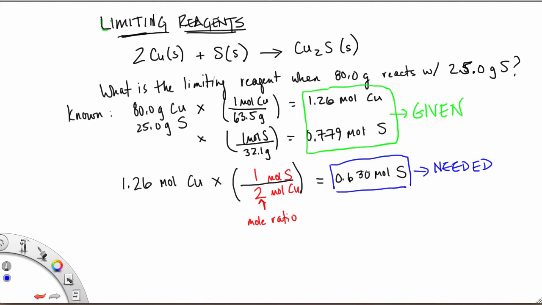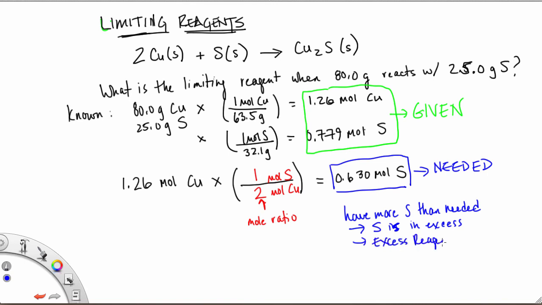What does that tell me? I have more sulfur than needed. So that means sulfur is in excess. If sulfur is in excess, it's what we call the excess reagent. It's the one that we have too much of. Okay? So if sulfur is the one that we have too much of, by default, copper is the one that we don't have enough of. So therefore, copper is the limiting reagent.